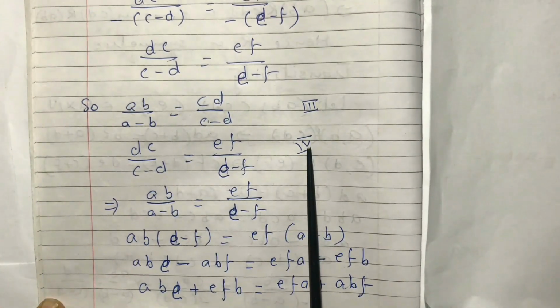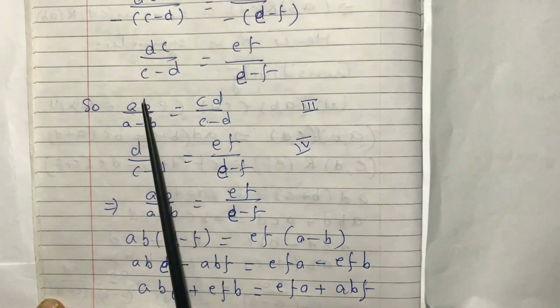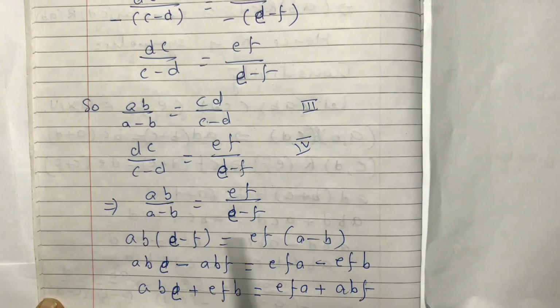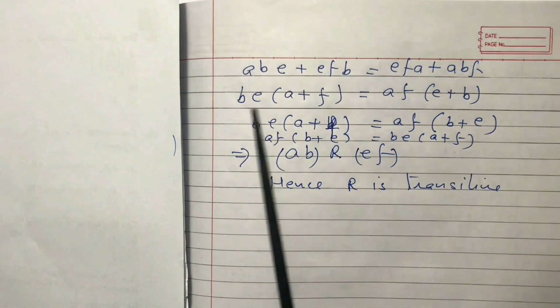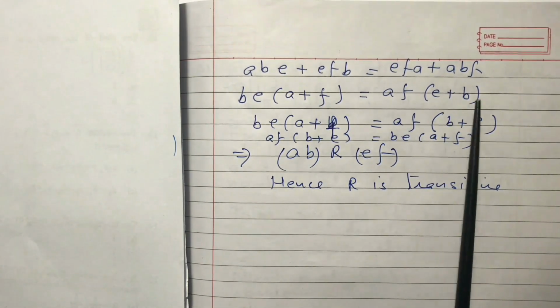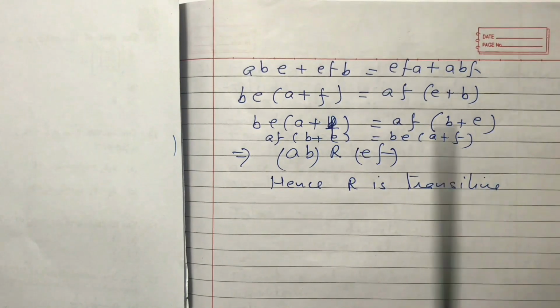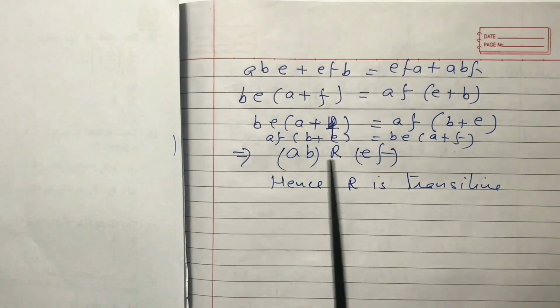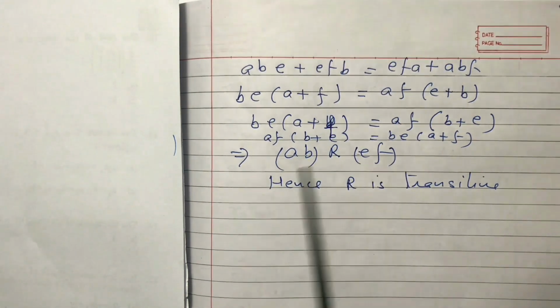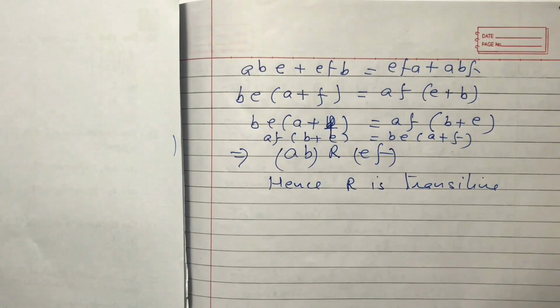From 3 and 4, what we have found: this is equal to this and this is equal to this, so this is equal to this. So from here you cross multiply, and where will you reach? You will have be(a + f) is equal to af(e + b), that is be(a + f) is equal to af(b + e). It means af, I have written this on this side, this on this side. So (a, b) is related to (e, f). Hence it is transitive. So we have proved here that this is an equivalence relation.